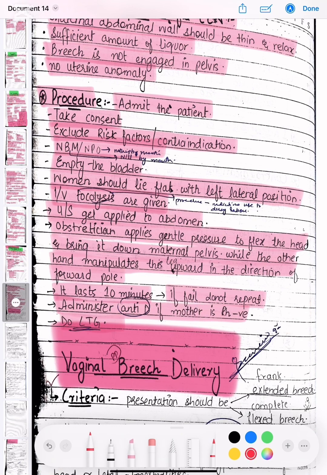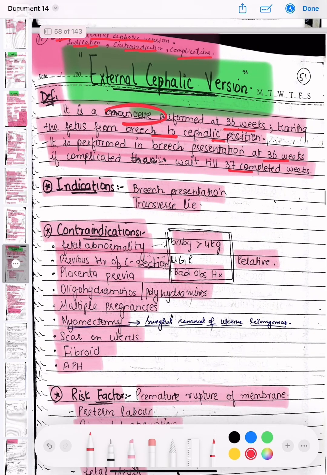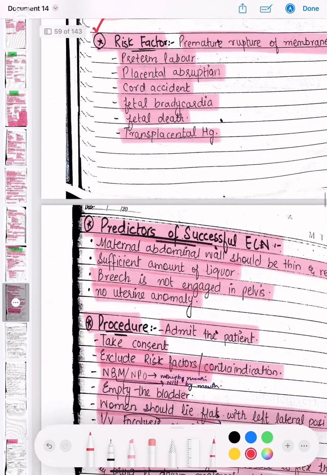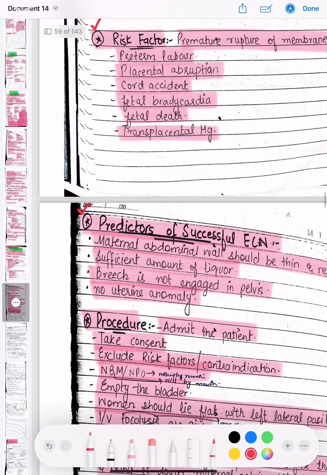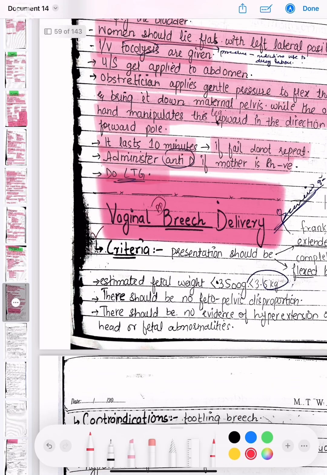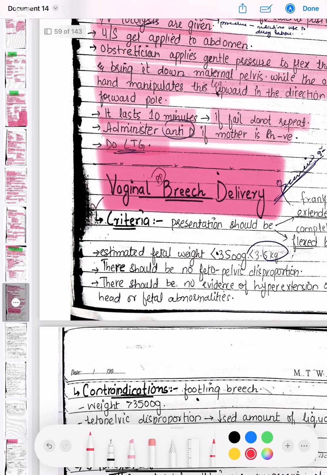Okay. So we have discussed external cephalic version, the scenario for it, the definition of ECV, the indications, the contraindications, the risk factors, the predictors of successful ECV, and the procedure. Now we will discuss vaginal breech delivery.